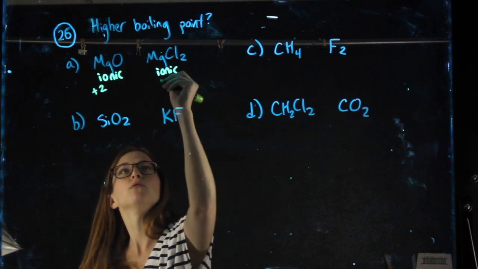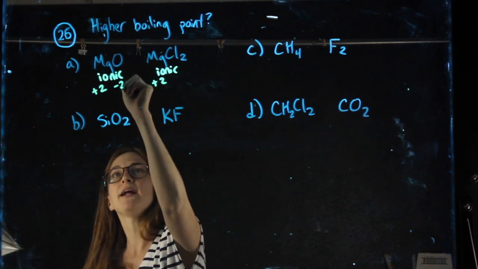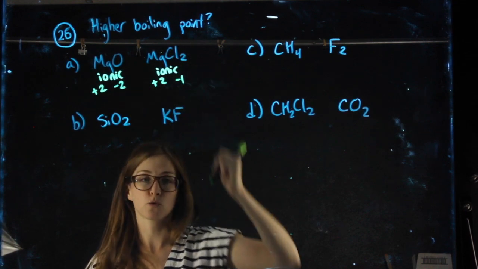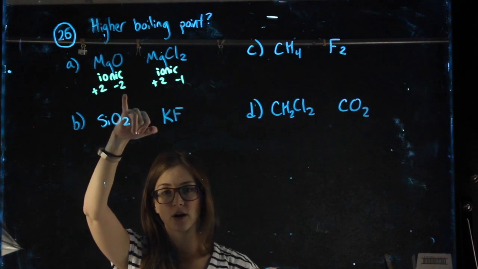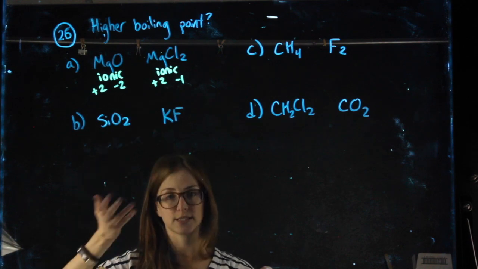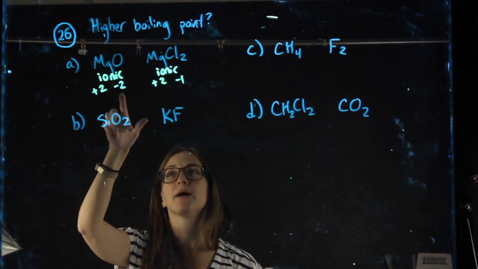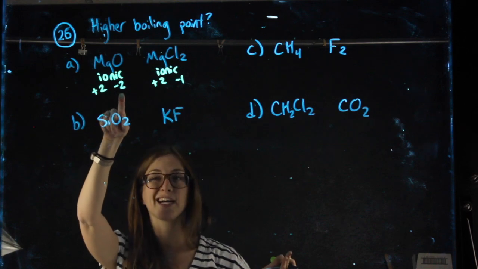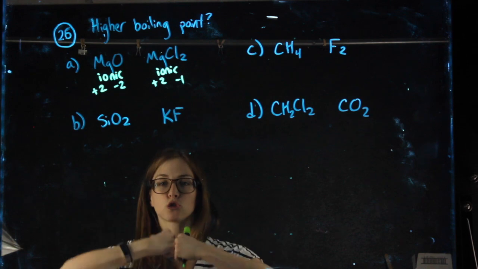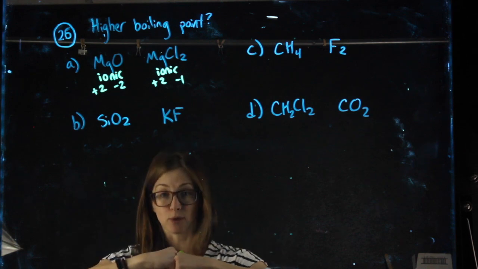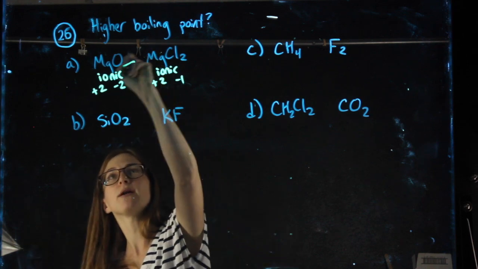Magnesium is a +2, oxygen's a -2, chlorine's a -1. So because we have a difference here in the charge of our negative ion, that's going to be able to help us decide the answer. The bigger charges, regardless of sign, 2 is bigger than 1. The bigger charges is going to be a stronger force, harder to break, higher boiling point.